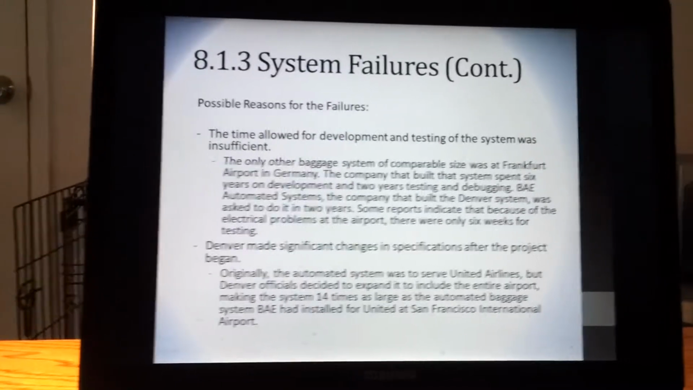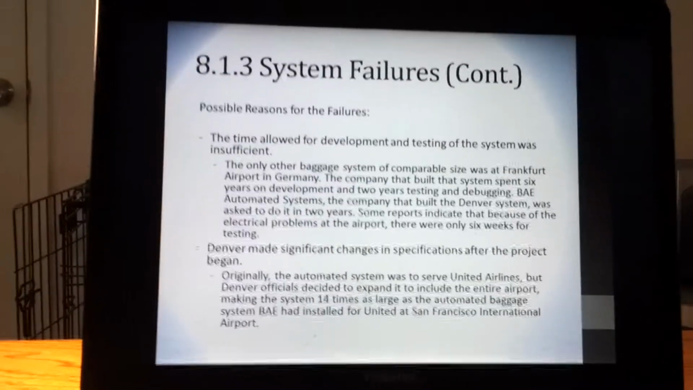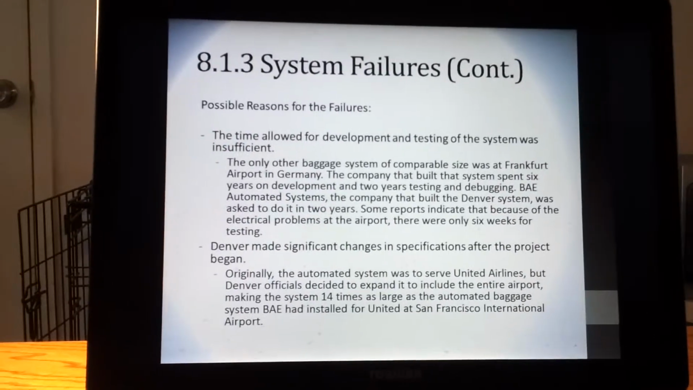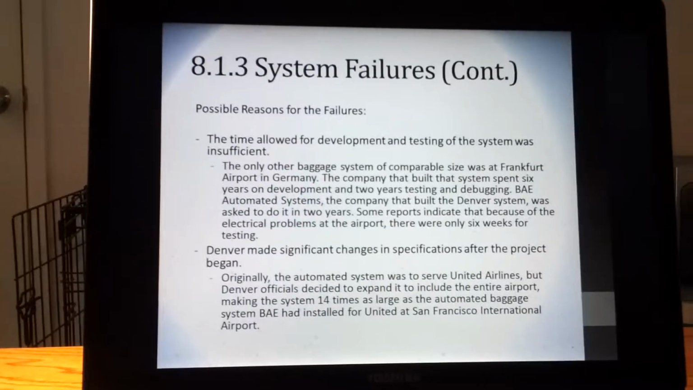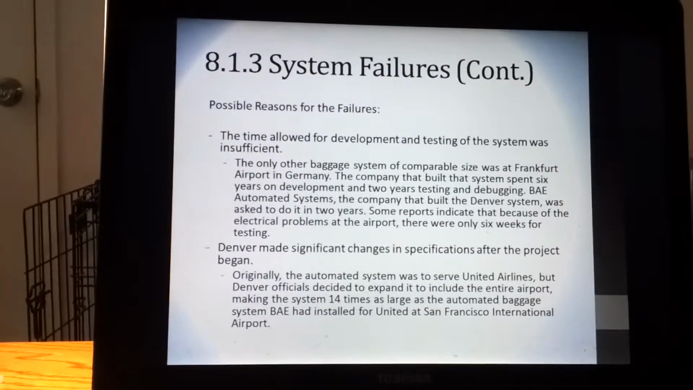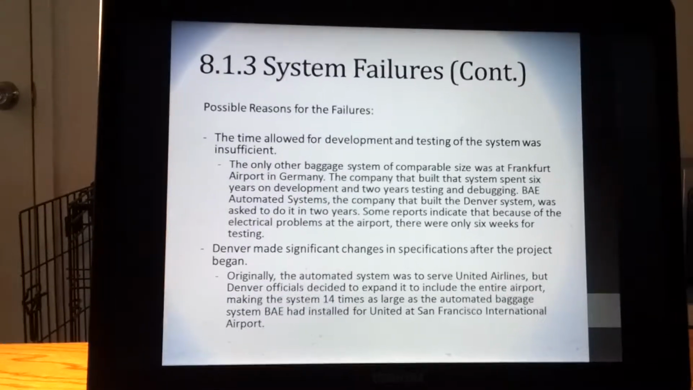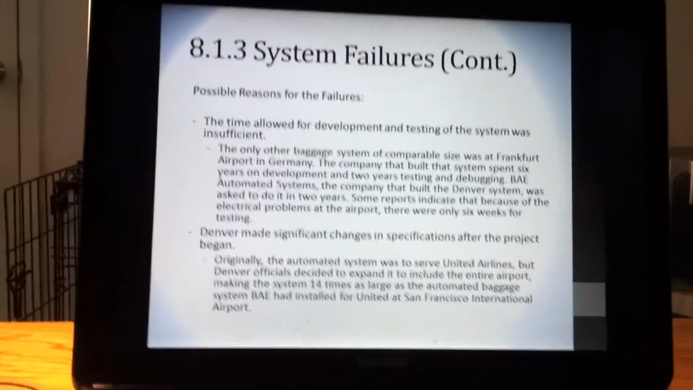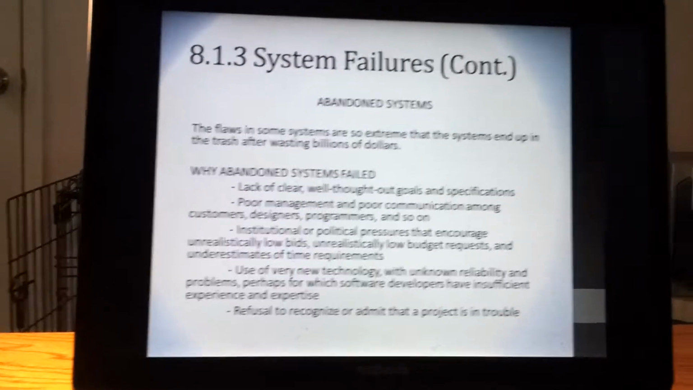Or, Denver made significant changes in specifications after the project began. Originally, the automated system was to serve United Airlines, but Denver officials decided to expand it to include the entire airport, making the system 14 times as large as the automated baggage system BAE had installed for United at San Francisco International Airport. Either way, these system failures were due to poor human decisions.